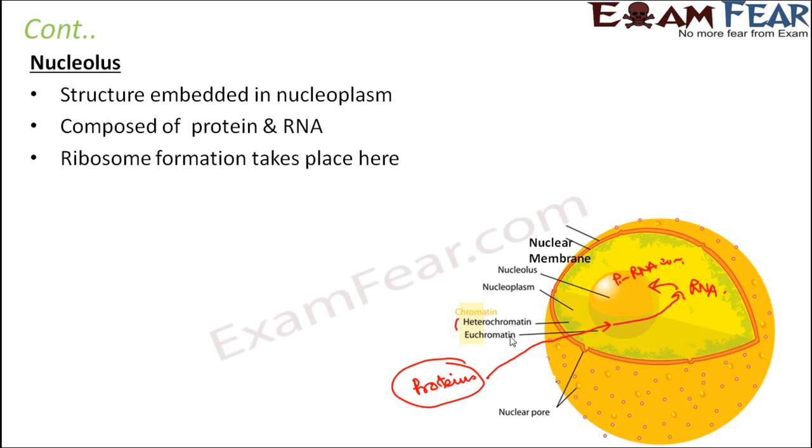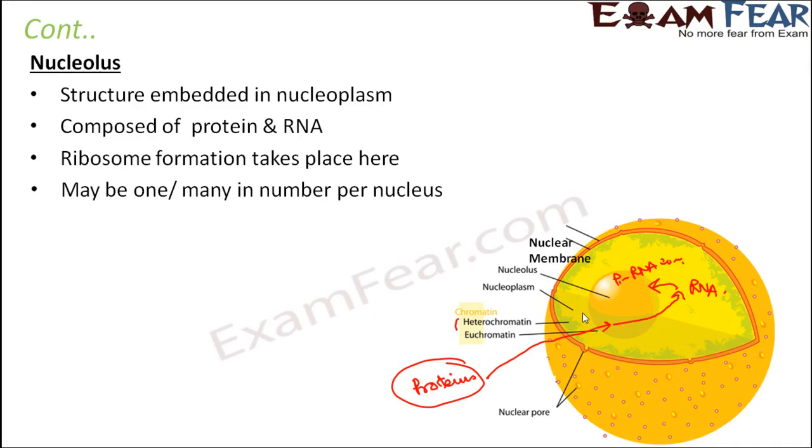So ribosome formation takes place here. This is the place where ribosomal RNA or ribosomal protein complexes are formed. There may be one or many in number per nucleus. Now, how many nucleoli will be present in a nucleus? That again depends. There can be one nucleolus in a nucleus. There can be more than one as well.